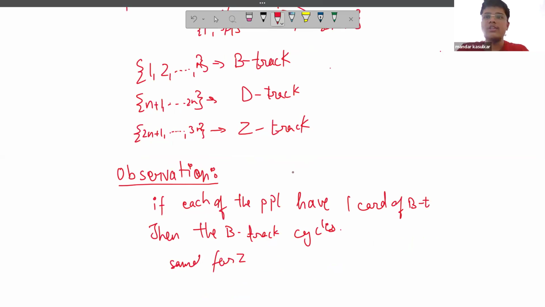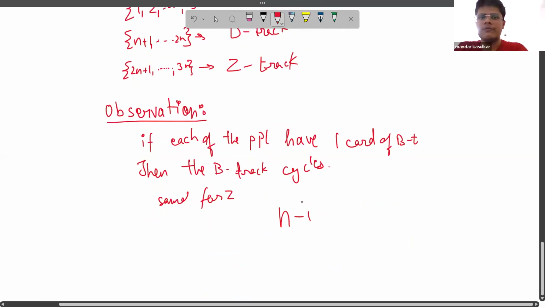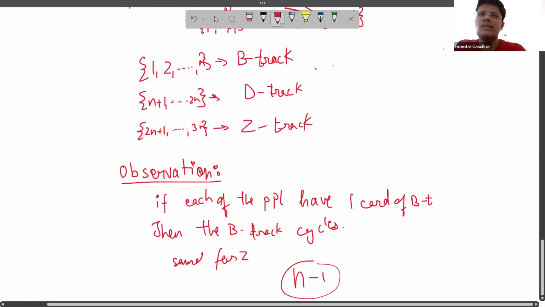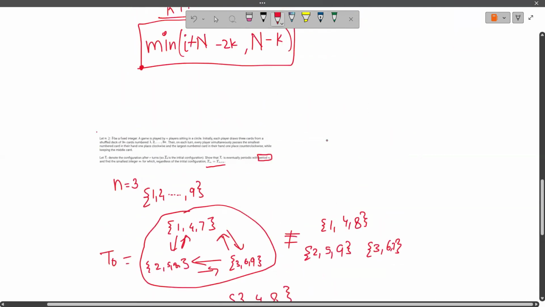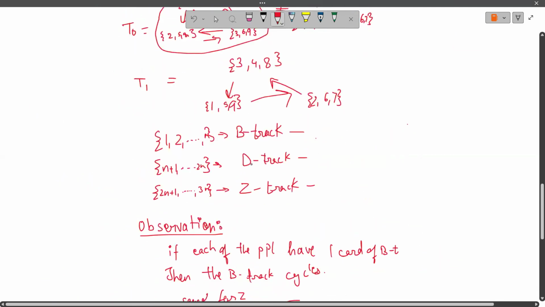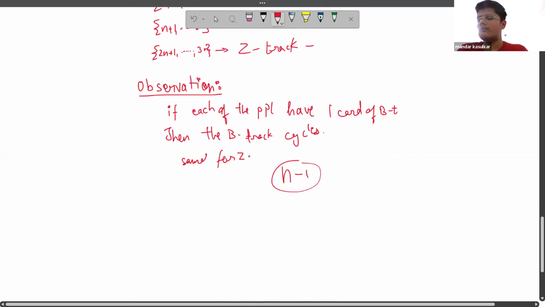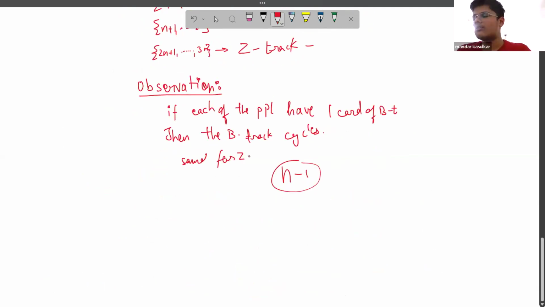Yes. So essentially, you want to show that after n minus 1 moves, every guy has one card from track B, track D, and track Z. Wait, after n minus 1 moves, what? No, I think eventually. Right, eventually, that's what I was thinking as well. Okay, let's just replace the problem from eventually to n minus 1 because it's a stronger form. Okay, fine.